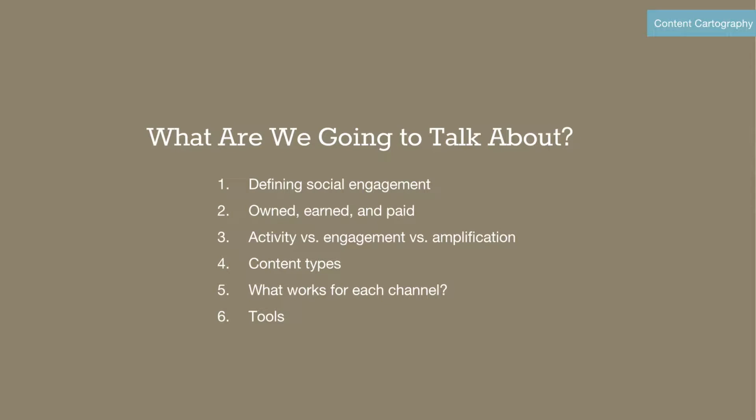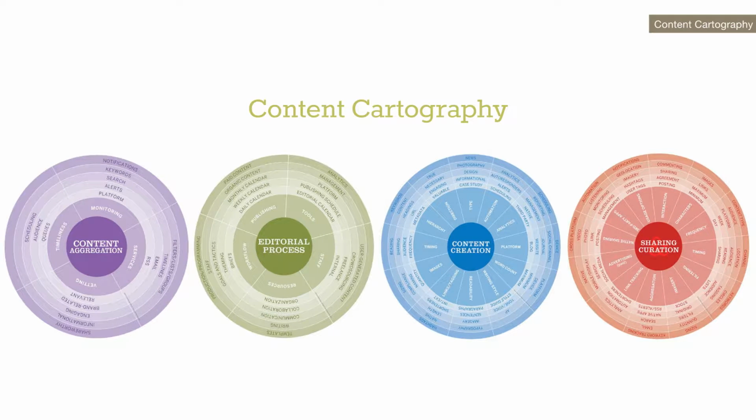So what are we going to talk about today? I'm going to stop talking soon, so Dave's going to chime in a little bit more. We are going to talk about what social engagement means to us. We're going to talk about owned versus earned versus paid, the tripod of content marketing. We're going to talk about activity versus engagement versus amplification, and content types as it relates to engagement. We're going to talk a little bit more about what works for each channel. We're not going to talk about all channels, but we'll talk about a lot of different channels. And then we'll round it out with some tools that we use that might help you in your content marketing and content creation process.